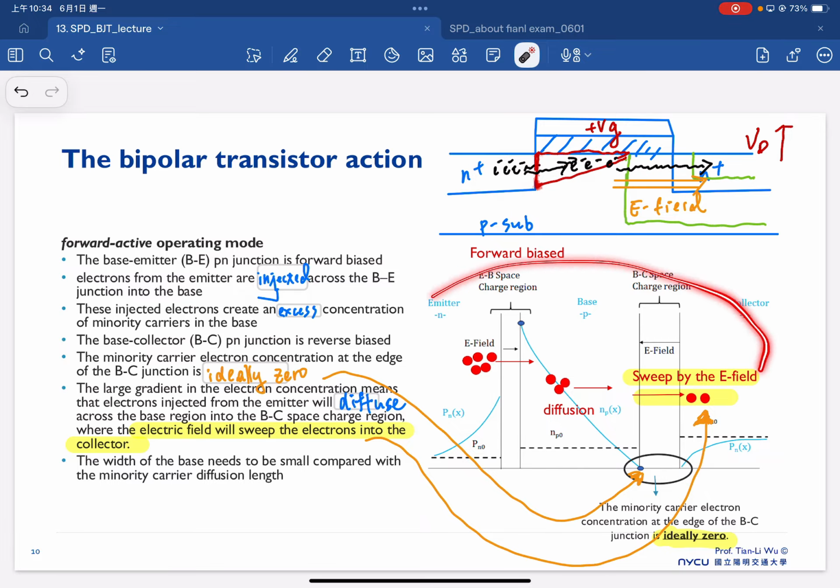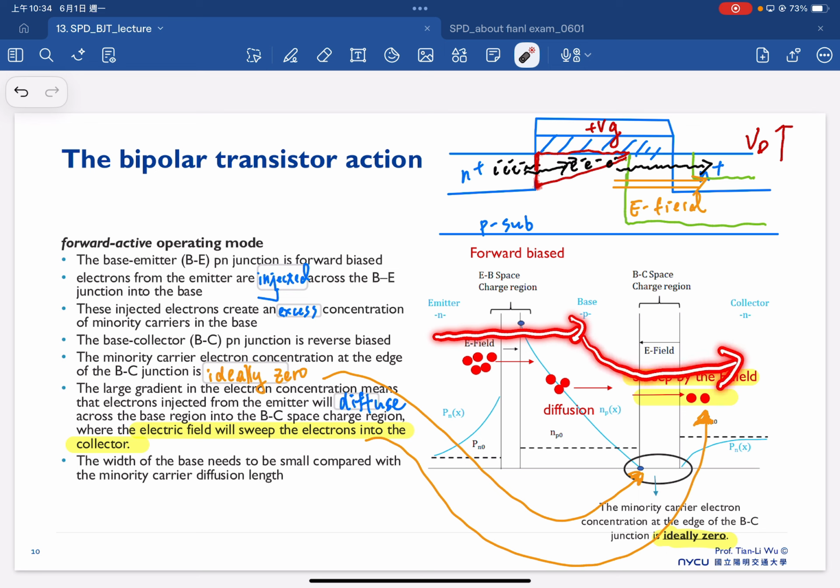And this is exactly the same. We have the electron injected into the base region and then swept by the electric field and become a carrier reaching the collector side and become the collector current. So these two operations, at least for me, are pretty similar, so it should be easier to understand if you do the side-by-side comparison. If you understand the MOSFET, it should not be difficult for you to understand the BJT here.